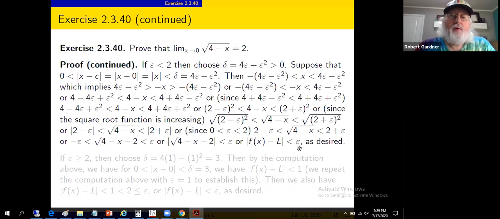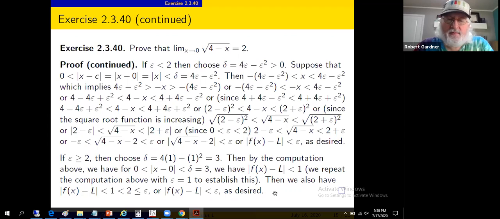Excellent. We just showed the greatest hits: if 0 is less than absolute value of x minus c is less than delta, then absolute value of f of x minus L is less than epsilon. That's the very definition of limit with epsilons and deltas. Only little loose end we have is this only works for epsilon less than 2. That's good enough.